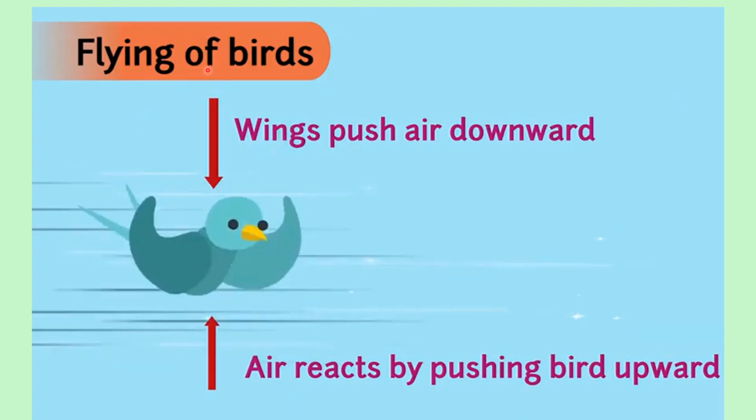Let us discuss one more example here, flying of birds. The bird's wing exerts force on the air. Therefore the wings push the air downwards. At the same time this air exerts force on the wing. Then the air reacts by pushing the bird upward. Because the air exerts force on the wing, it pushes the bird upward. Therefore here also there is an equal and opposite reaction.